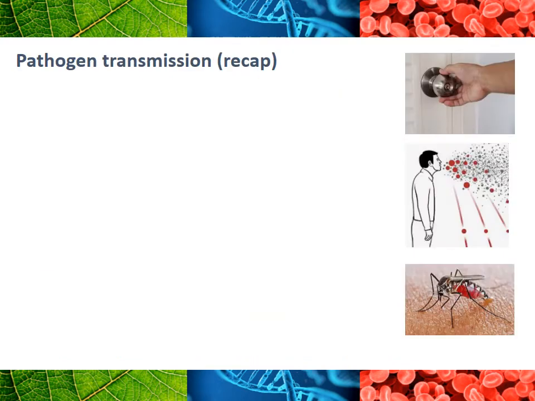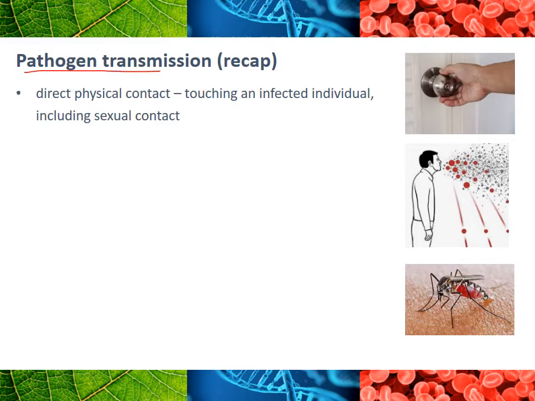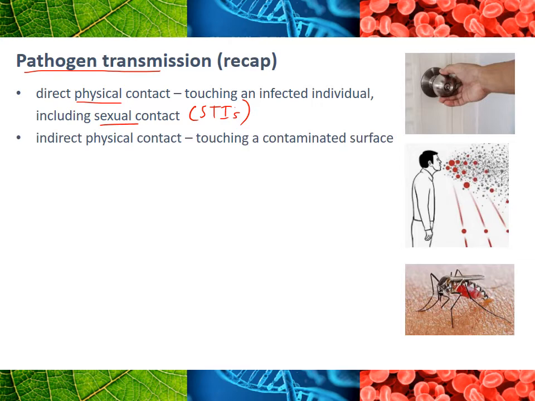Again, this is a quick recap. It's important that you remember or you understand how different pathogens spread or transmit. Okay, so some pathogens are spread through direct physical contact. So that is touching an infected person. That includes sexual contact. Okay, so STIs would be considered a form of direct physical contact. Then there is indirect physical contact, which is touching not an infected person, but a contaminated surface. So something like touching a doorknob that an infected person has touched.